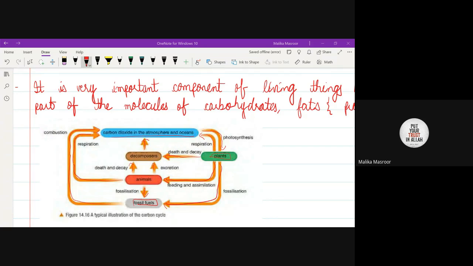So you see how carbon is revolving around different places. From animals to decomposers, from plants, they're taking in and releasing carbon dioxide. So this is basically what your cycle looks like. Is the carbon cycle clear?